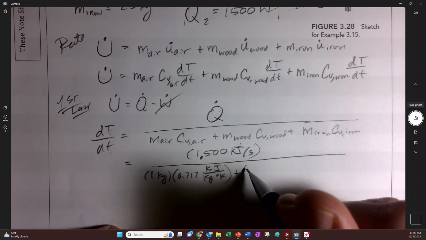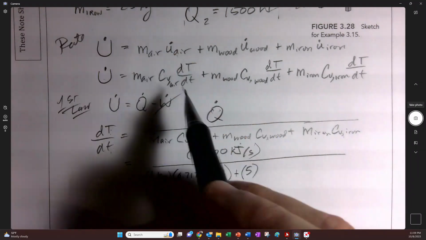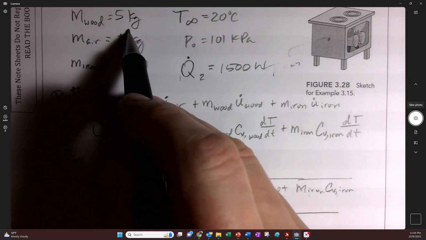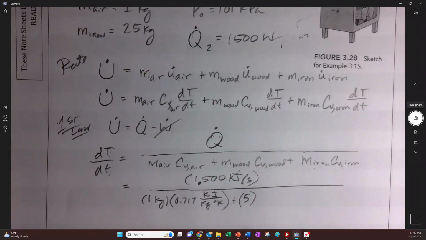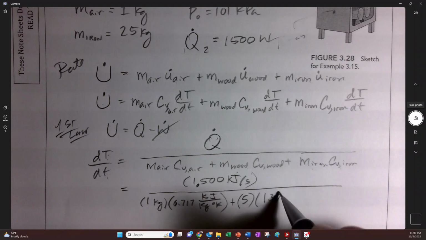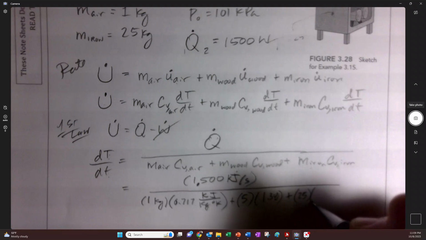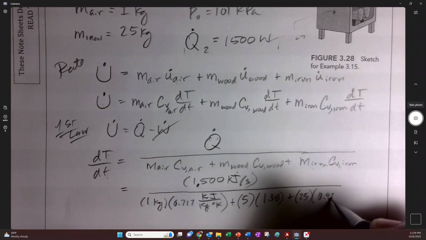And I can't remember this. This is 5, right? 5 of wood. Yes, 5 of wood. Give me 5 wood. 1.38 plus 25 kilograms, and this was a 0.42.